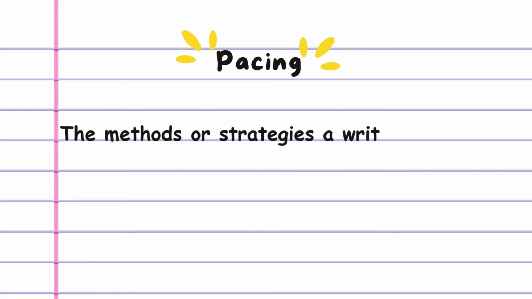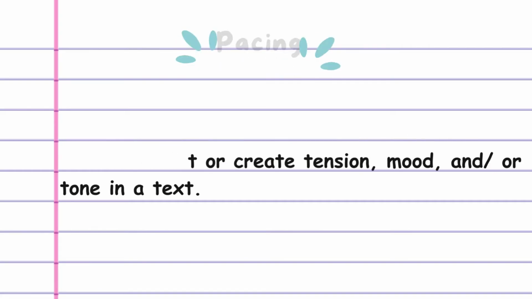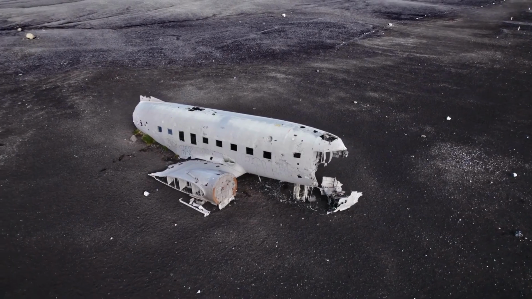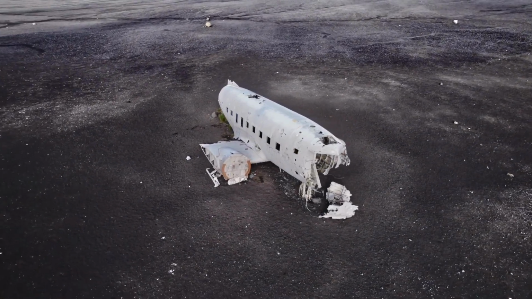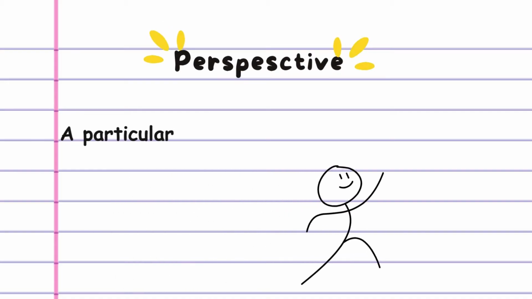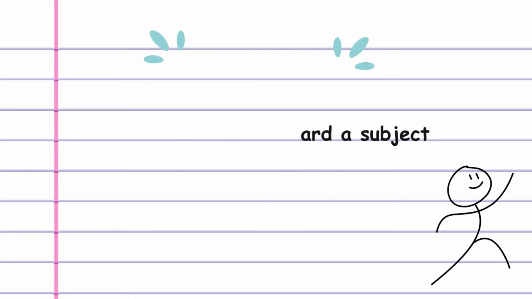Pacing is another strategy that writers use to advance a plot or create tension, mood, and/or tone in a text. Perspective is the writer's attitude toward a subject.